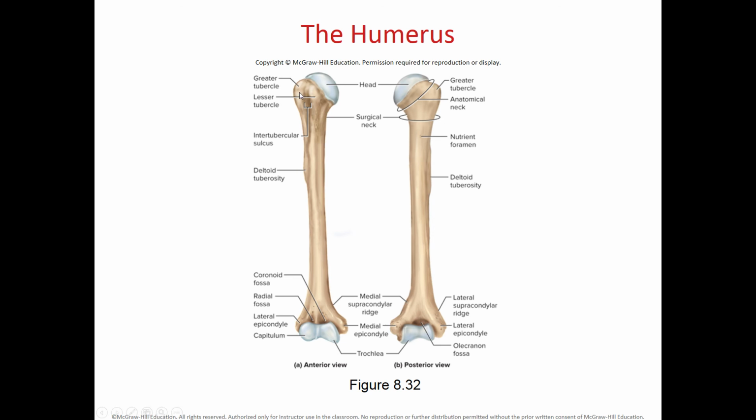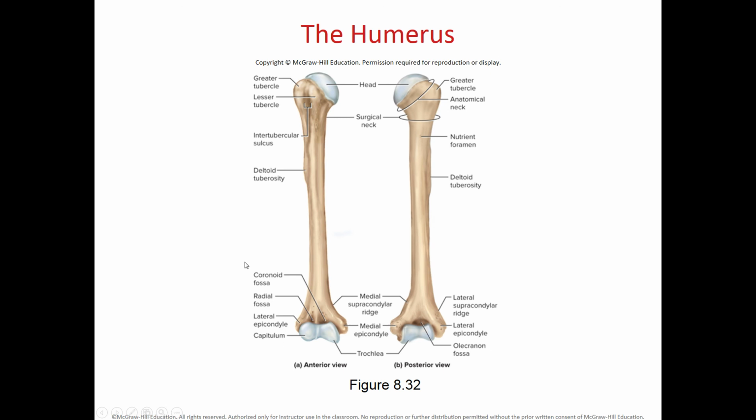And then, it's not labeled here, but you have the radial groove that runs along the shaft of the humerus that allows the passage of the radial nerve. Now, in the distal end, so this is the proximal end of the humerus where you have the head, and then the opposite end will be the distal end.